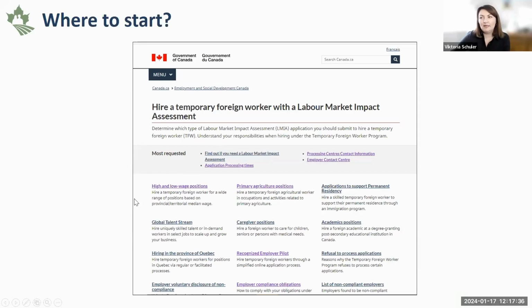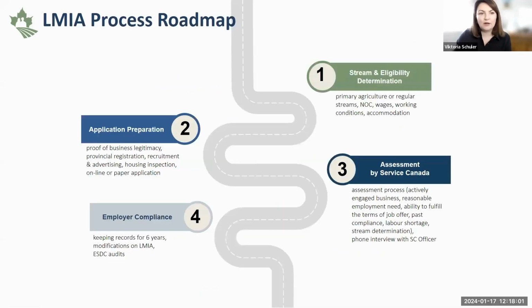Basically, there are a few ways a temporary foreign worker can be hired in the landscape and nursery industry. It could be high or low wage, or primary agriculture. Global talent stream is a possibility as well, but it's more for highly skilled occupations. So I'm not going to talk about the global talent stream a lot, but we will talk about some regular streams. On this slide, it's the so-called LMIA process roadmap.